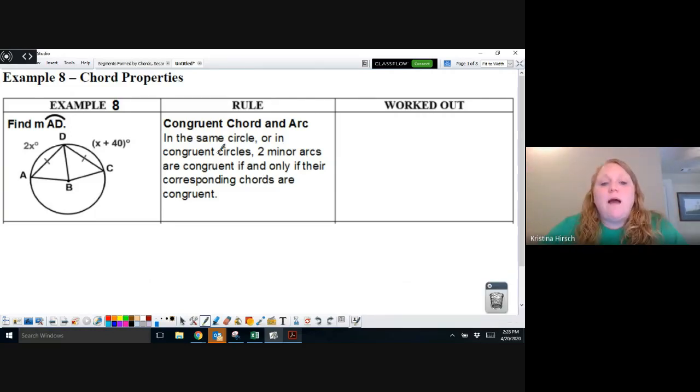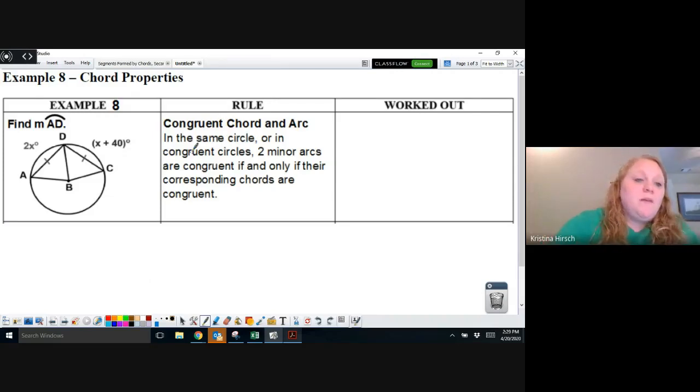But if you have two minor arcs that are congruent, then it says that two minor arcs are congruent if and only if their corresponding chords are congruent. So if you have two chords that are exactly the same measure, and you know that the two circles are congruent, or if it's just in one circle like in the picture you see here, then that tells you that these two intercepting arcs are going to be congruent, okay, those two minor arcs.